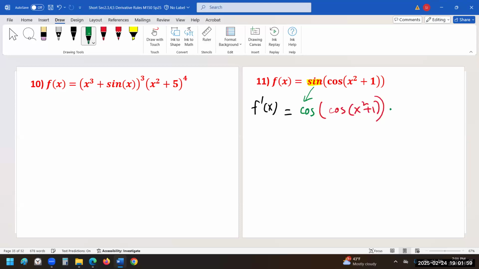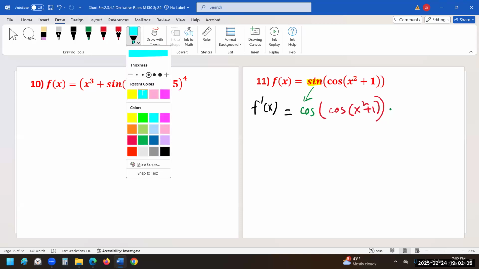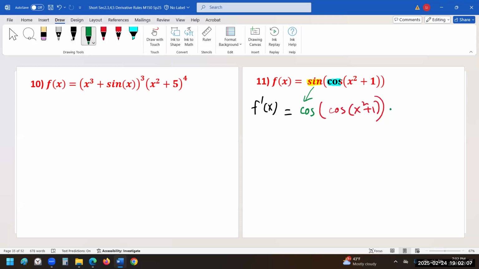And then you multiply, change your next function after cosine. So your next function is this. So what's the derivative of cosine? Negative sine. But you have to leave your right side same. So what goes inside sine? X squared plus 1. And then you go to your last function, which is x squared plus 1. So what's the derivative of x squared plus 1? 2x.